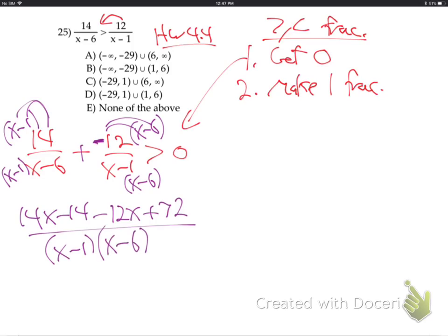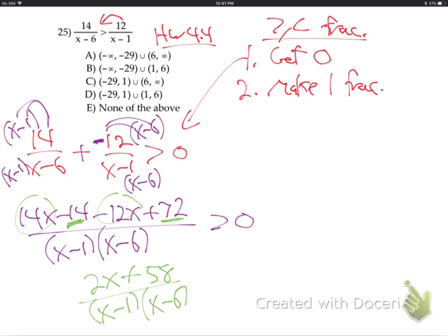14x minus 14 minus 12x plus 72. I don't know if you tracked with all that. I'm kind of running out of time. So now 14x minus 12x is 2x. Minus 14 plus 72 is 58. Over x minus 1, x minus 6. Everybody good to there? Well, we're out of time. I'm going to have to go dot, dot, dot. You got to make a graph, right? Remember, the bottom has vertical asymptotes. The top has the zeros. And you got to do all that stuff. Feel free to look back.